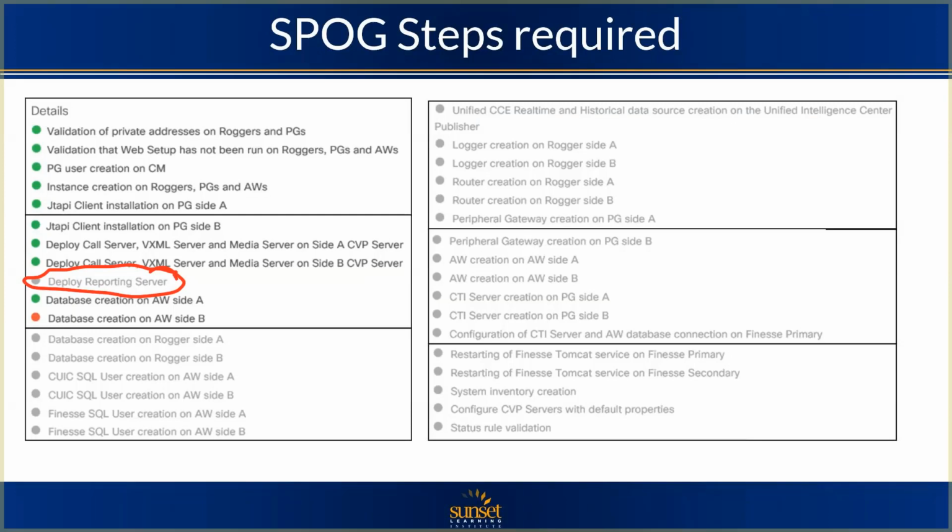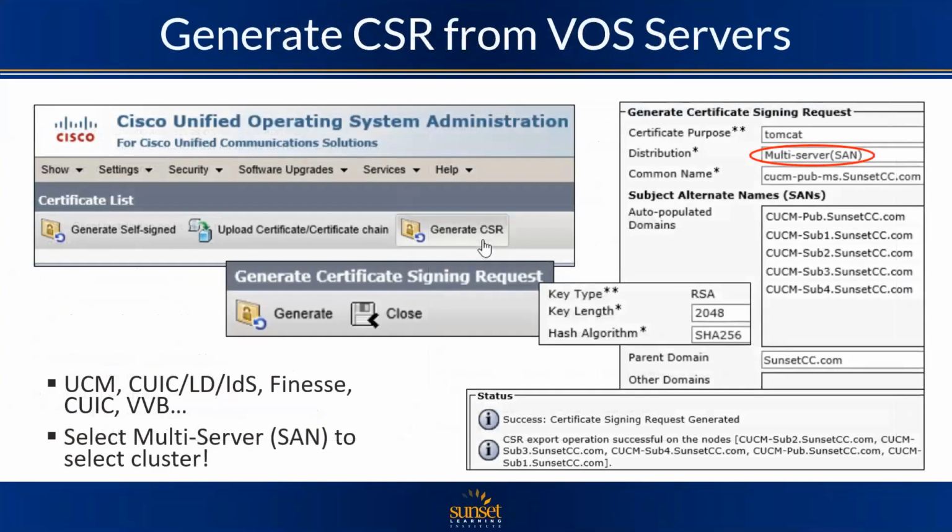So if any of that stuff goes wrong, take note of what process failed and think about what you might have done. If it's, for example, a CUIC SQL error, well, maybe you didn't follow one of those steps that said to assign some special permissions to that service account so it can actually go out there and create some SQL users, as an example.